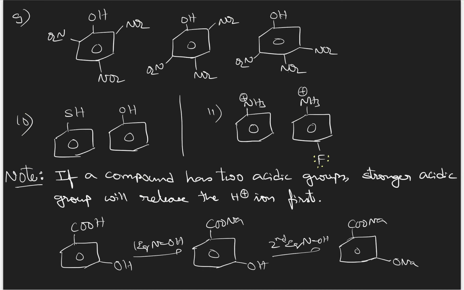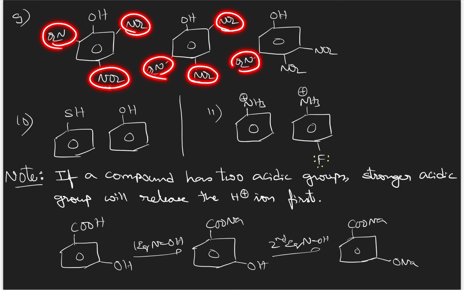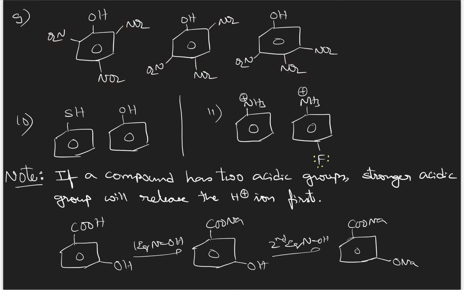Then 3 NO2 groups are present in this example. First molecule has 3 NO2 groups, second molecule also 3 NO2 groups, third molecule also has 3 NO2 groups. So between the number of NO2 groups there is no difference. But here the 3 NO2 groups are at suitable positions that they can show their negative mesomeric effect. All of them will exhibit their negative mesomeric effect. Whereas here, this will show negative mesomeric effect, this will show negative inductive effect, this cannot show negative mesomeric effect.